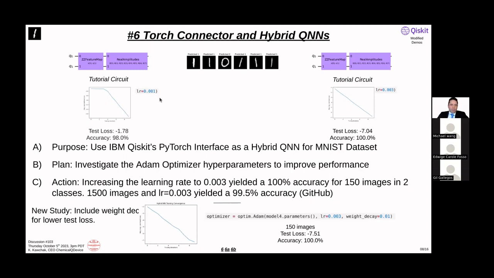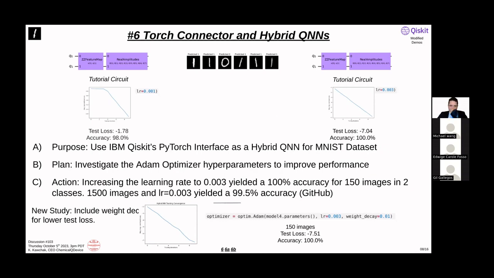So similar to the previous one, even though it might make sense to always decrease the learning rate, that's not always how things go. I was able to get significantly better test loss in the last round, -1.7 to -7. And I got 100% accuracy.